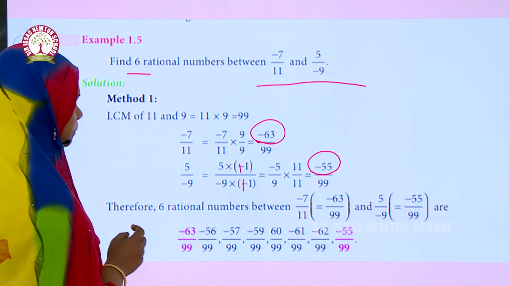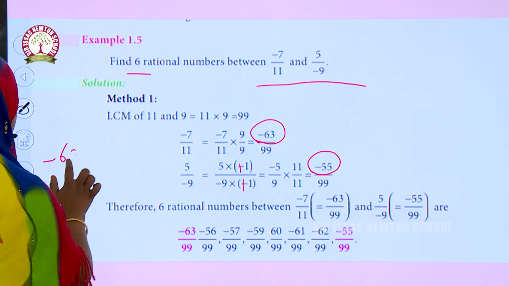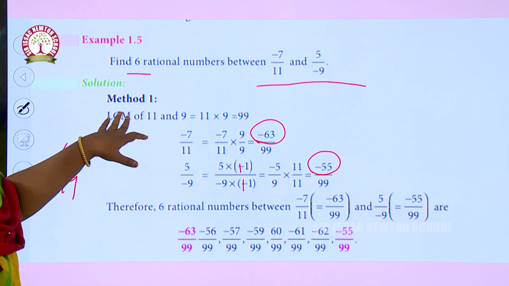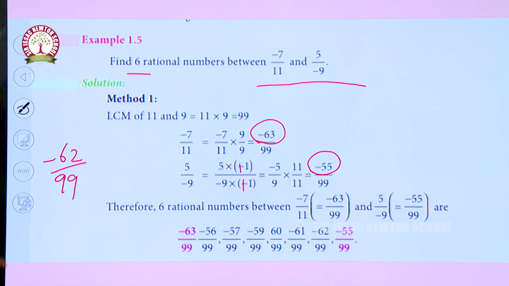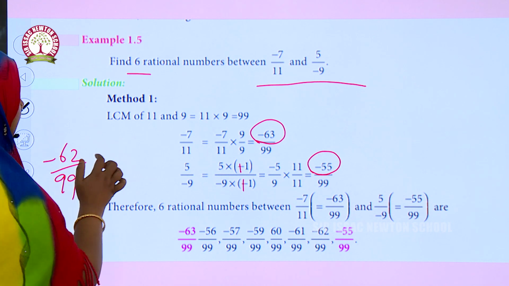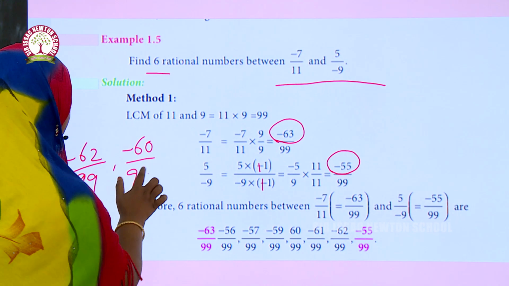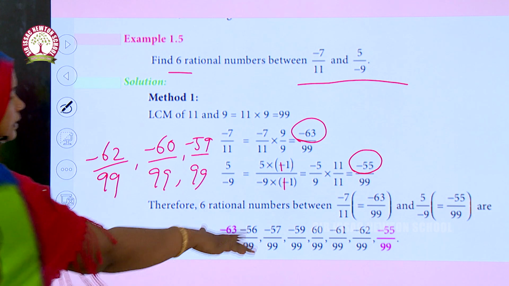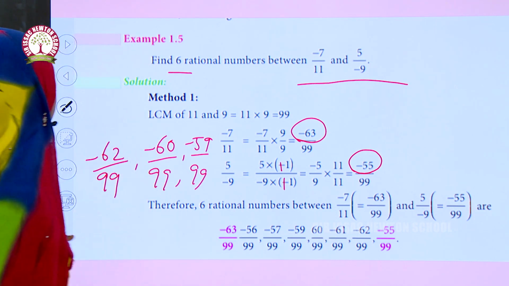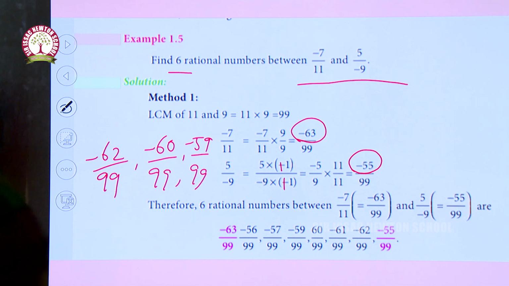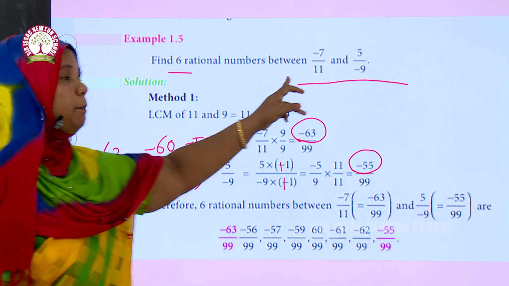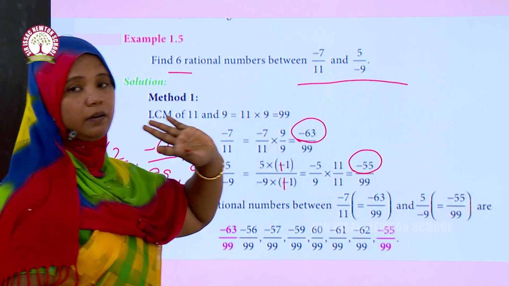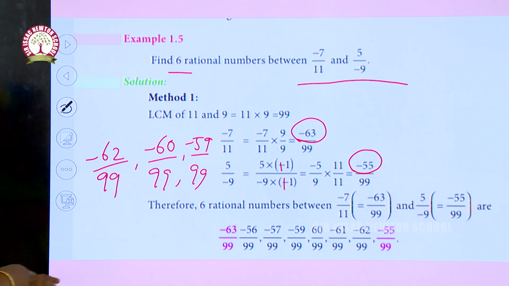So what are the numbers? Minus 62 by 99. We can write any 6 numbers in between minus 63 and minus 55. So, we can write minus 62 by 99, minus 60 by 99, minus 59 by 99. Any 6 numbers you can write. So, the first step to find a rational number between any two rational numbers is to make the denominators equal and then take the numerator alone and write the values in between those numbers.